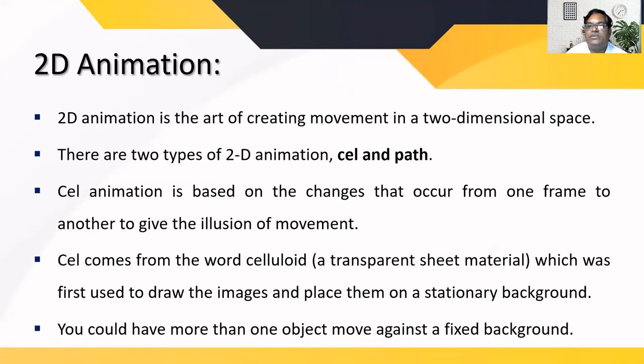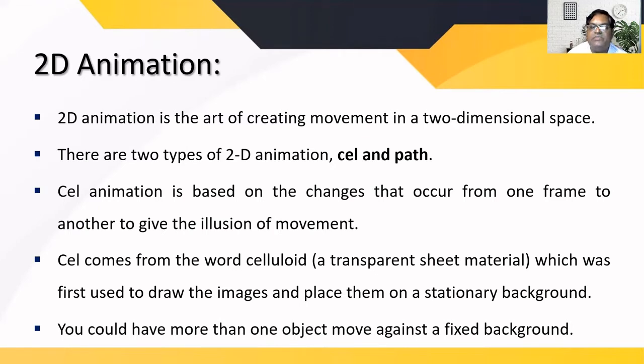In animation, we have two types: 2D animation and 3D animation. Now let us see what 2D animation is. 2D means two-dimensional. 2D animation is the art of creating movement in a two-dimensional space. If you give an animation effect using only two faces of an image, that is called 2D animation. In 2D animation, there are two types: one is cell animation, the second is path animation.